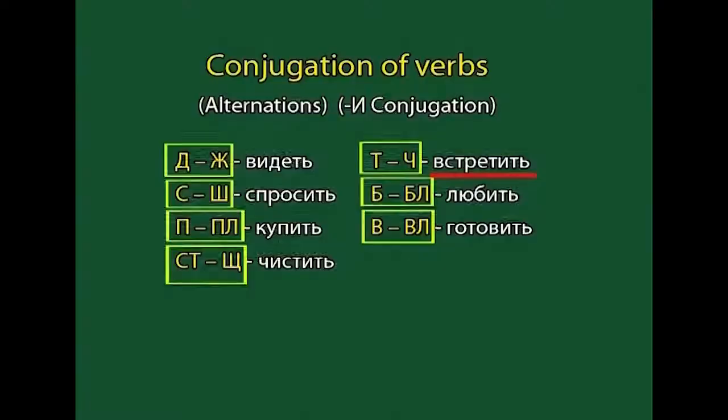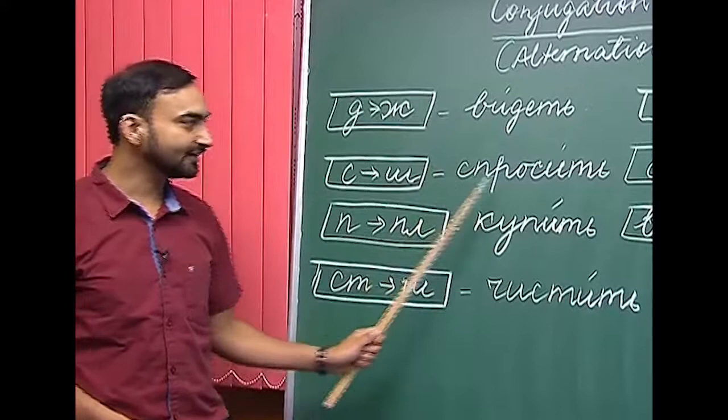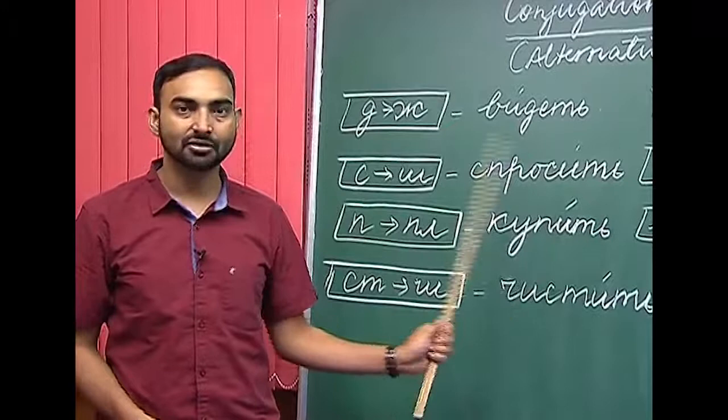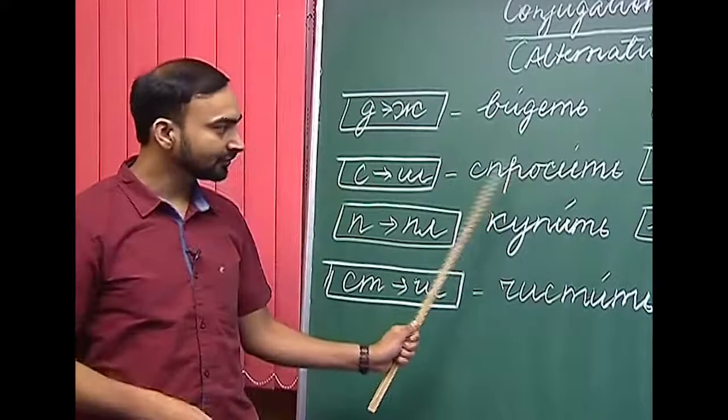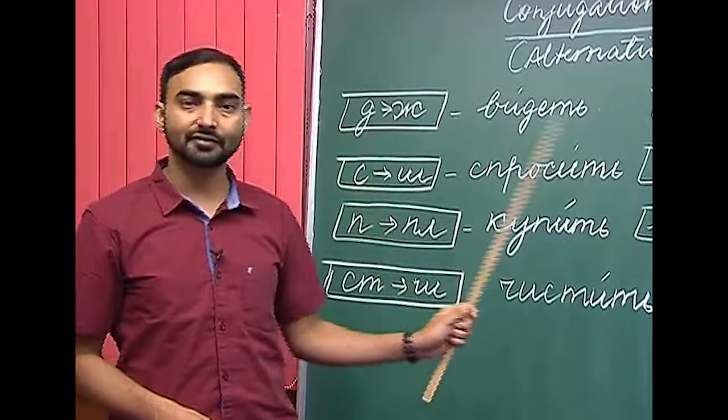The next is sa changes to sh. Sprasit. Ya sprashu, ti sprosish, sprosit, sprosim, sprosit, sprosit. So here again, with first person singular number ya, this alternation happens, and with the rest of the forms, it doesn't.